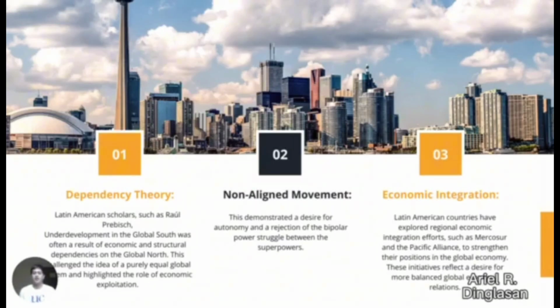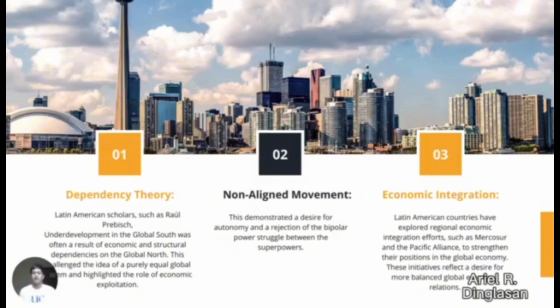Second, the non-aligned movement. During the Cold War, many Latin American countries, along with nations from other regions, participated in the non-aligned movement. This demonstrated a desire for autonomy and a rejection of the bipolar power struggle between the superpowers.